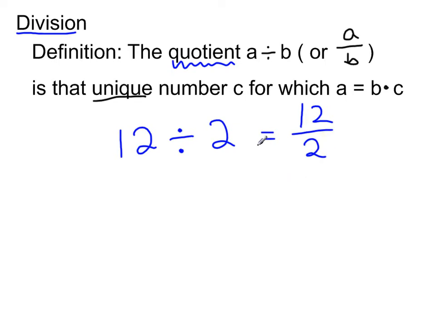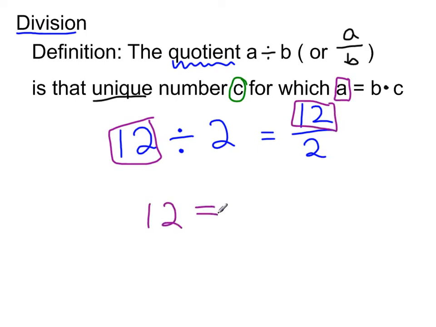Now, we are trying to think of a unique number, C, for which we can get back A. A, in this case, let's use a color for him, we'll square box him, is 12. So we're trying to think of 12 being the result we want, and we have B, in this case, let's call him red. We'll underline him. B is 2. And we're saying 2 times some C, I have no idea what it is, is going to get me 12.